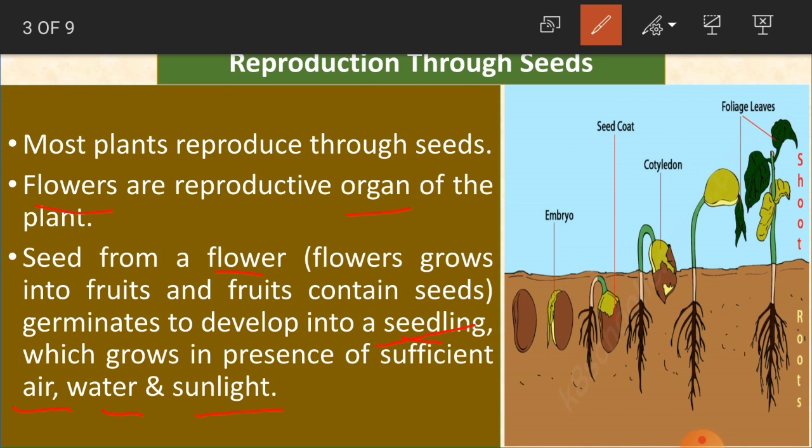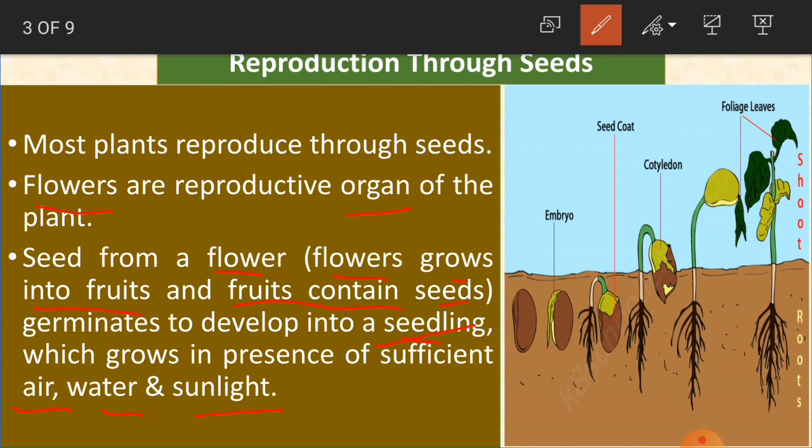Okay children, so here flowers grow into fruits and fruits contain seeds. How do we get seeds? From the flower. First you will get a bud, then a flower, then it grows as a fruit, and then from that fruit we are going to get the seeds.